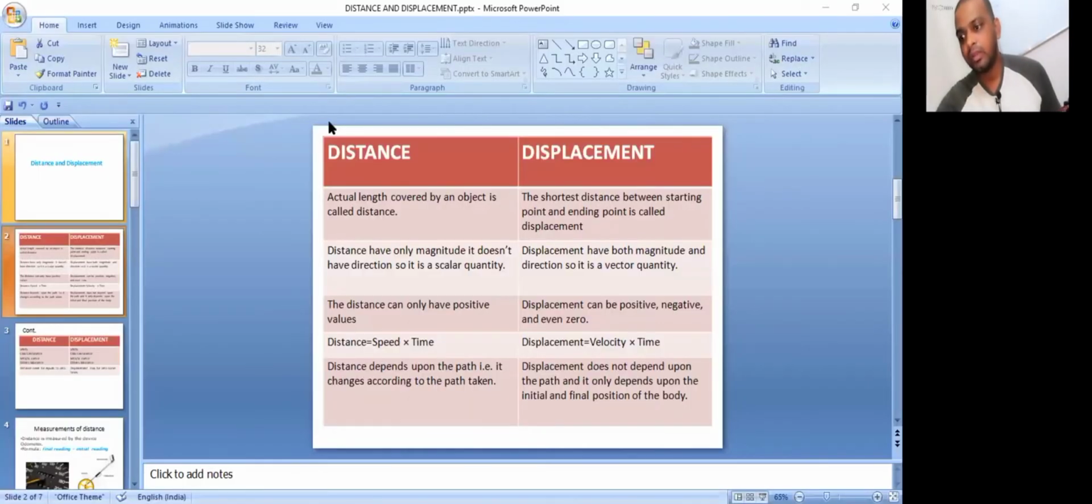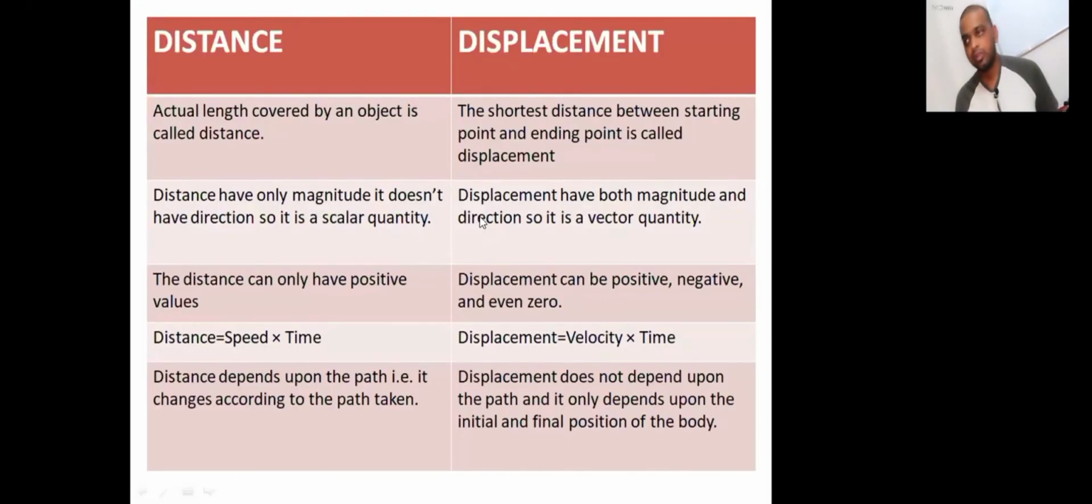Now look here. Point 1, the actual length covered by an object is called distance. Coming to the displacement, the shortest distance between the starting point and the ending point of the journey is called displacement. Distance has only magnitude but not direction, so that's why we consider distance a scalar quantity. Displacement has both magnitude as well as direction, that's why it is a vector quantity. Now the distance can only have a positive value.